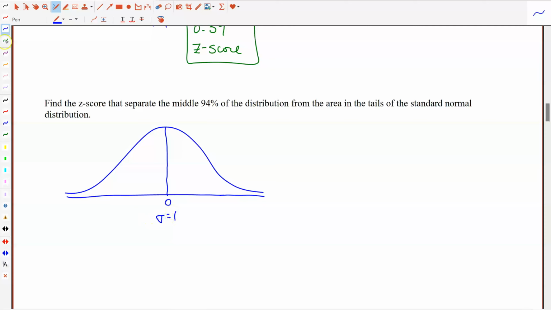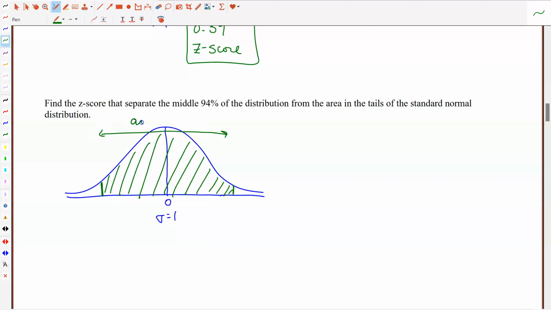Alright, so I want to trap the area that's going to be in the middle 94%. So this is the region that I'm looking at, such that this region has an area of 94%, or 0.94. And then the question that is being posed to me is, what are these z-scores down there that would create this 94% of area in the middle?